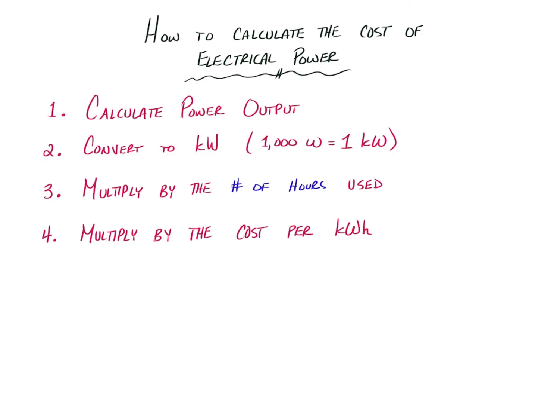You can work this in either direction, going from power output to the cost, or working backwards from the total cost back to the power output. You can go in either direction, but make sure you have these 4 steps listed, and we'll look at a few examples so you can see how these 4 steps can be applied to determine how much this energy is going to cost us based on use.